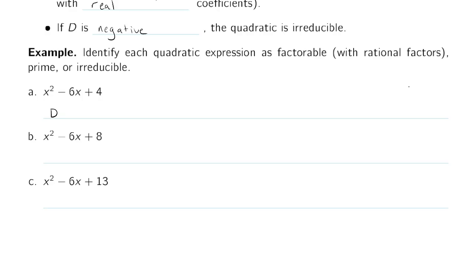So here we have x squared minus 6x plus 4, right? So a is 1, b is negative 6, c is 4. The discriminant is negative 6 squared minus 4 times 1 times 4, which is positive 20. Now, 20 is positive, but not a perfect square. So this polynomial is prime, but not irreducible.